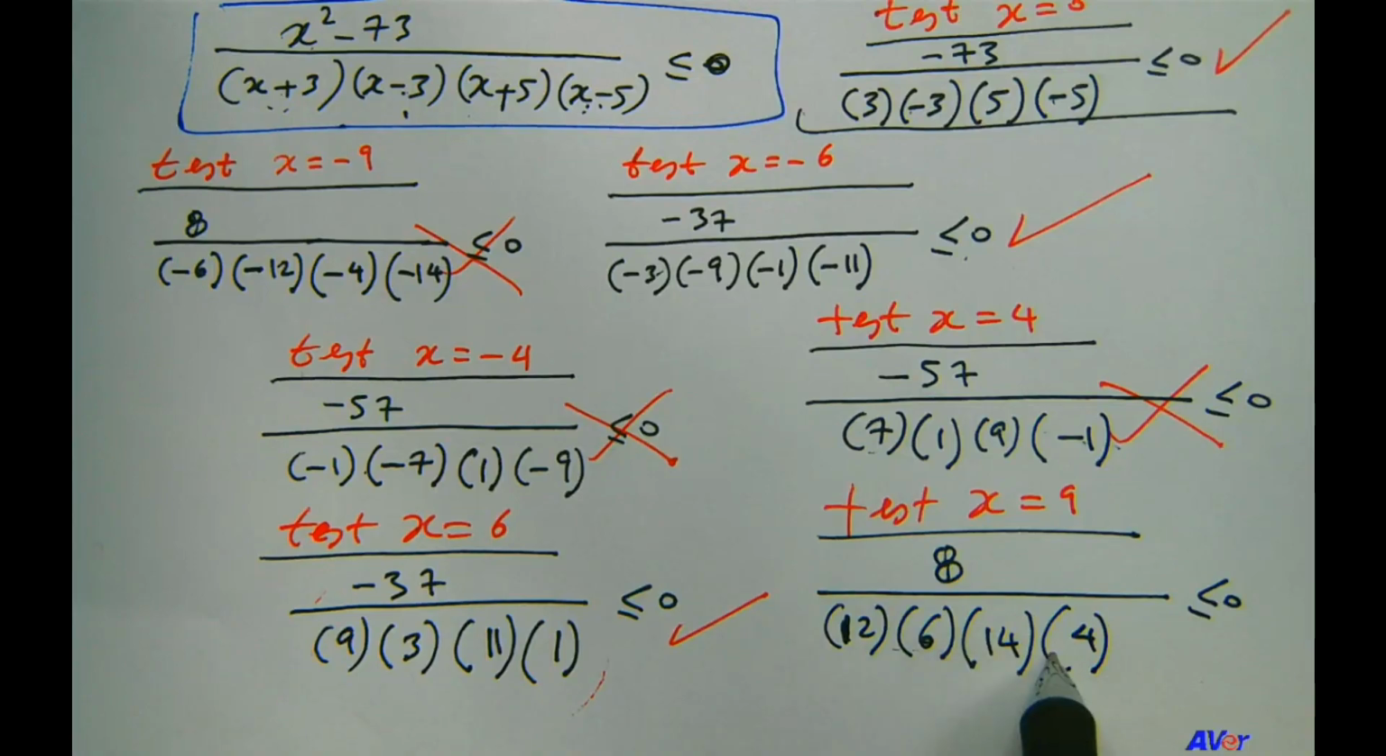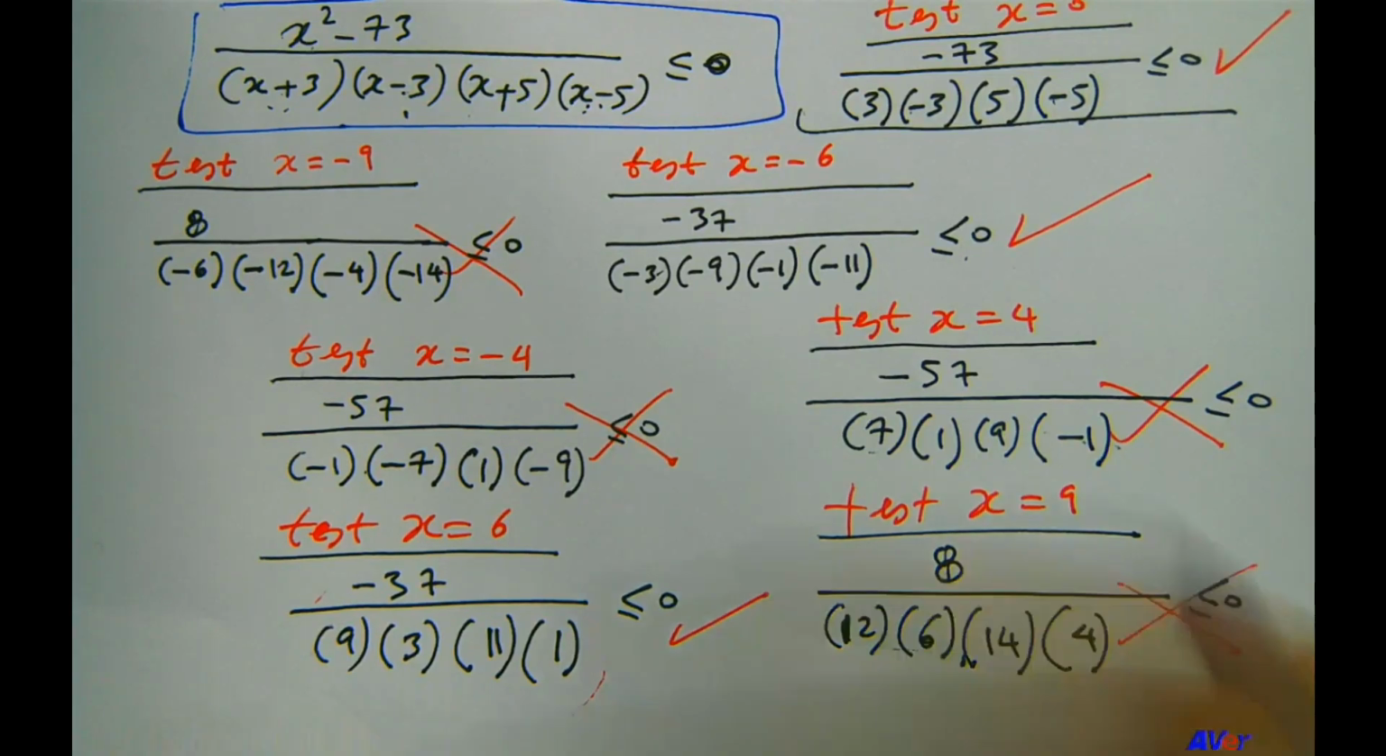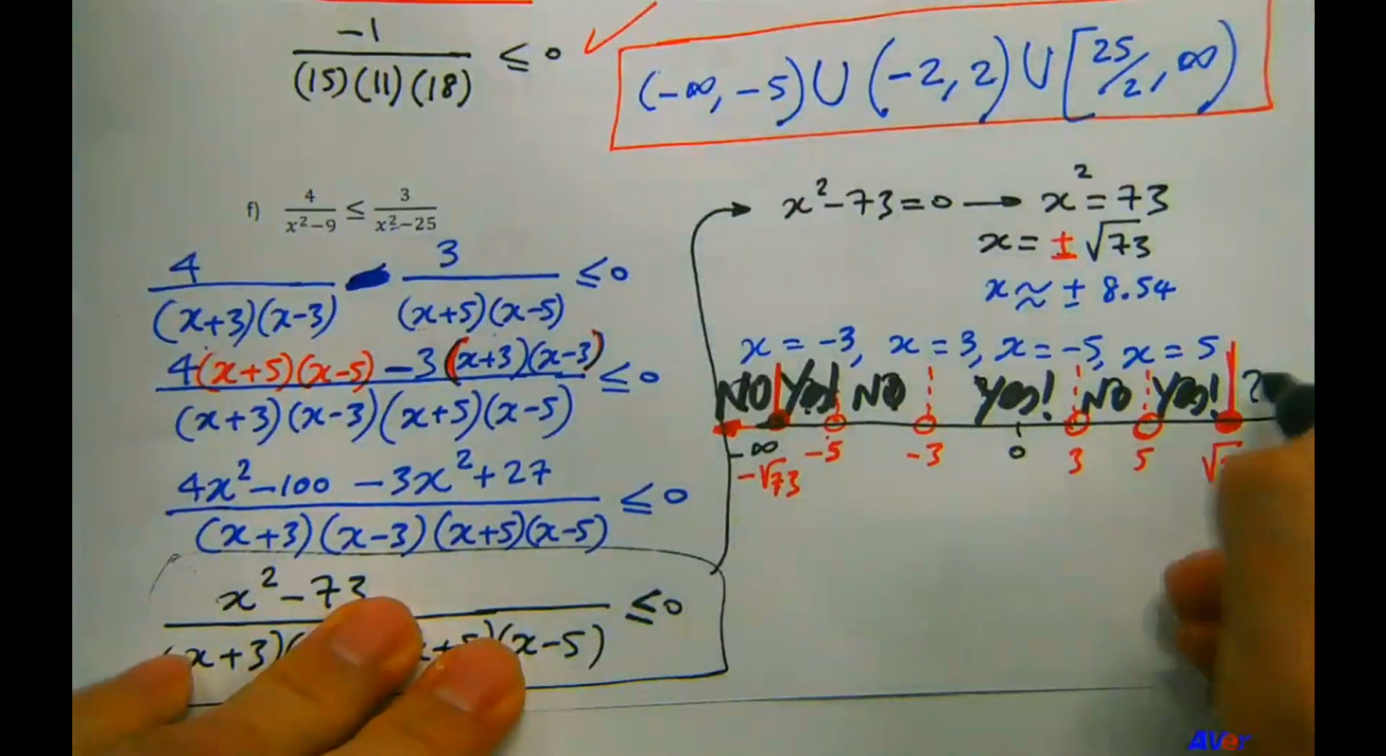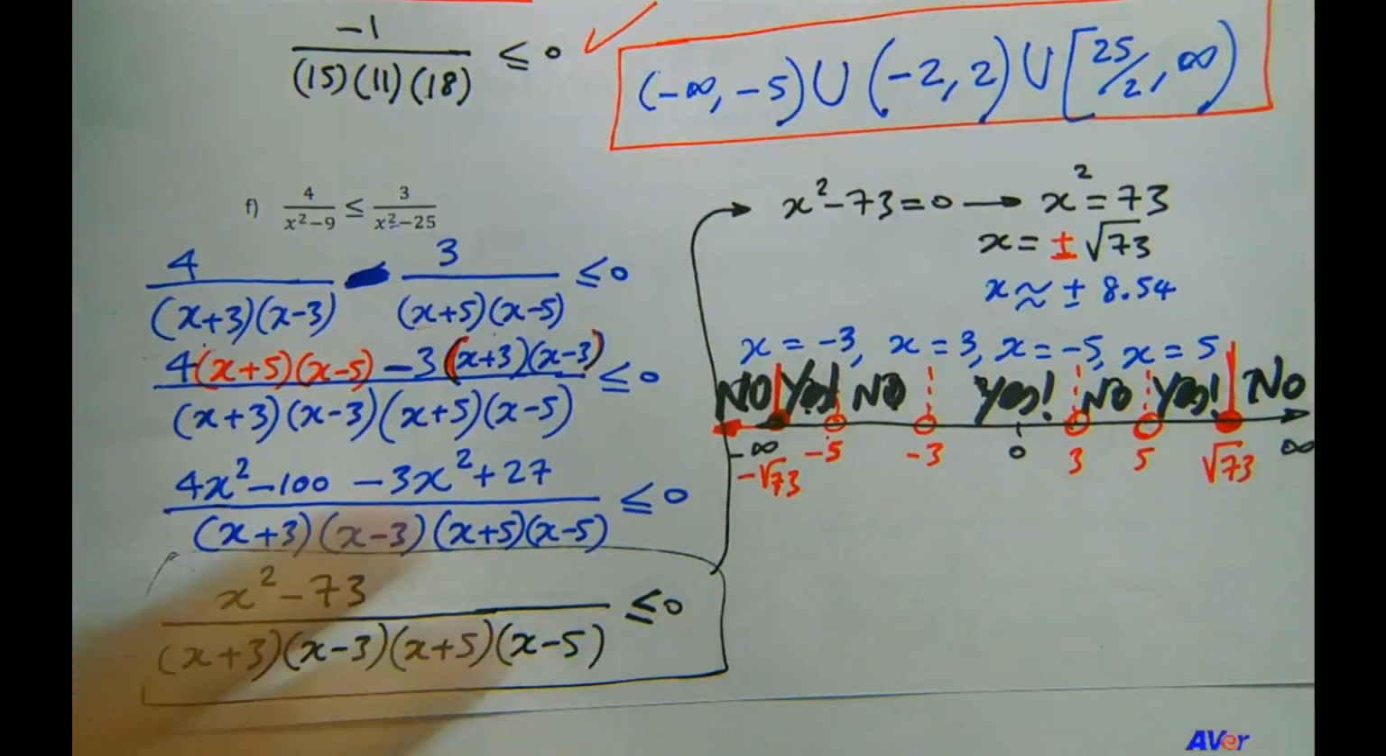All these numbers are positive. Positive divided by positive, it's a positive result. So is this a valid inequality? No. A positive number is not less than or equal to 0. So we'll go back to the graph and we say that no, that region is not part of the solution.